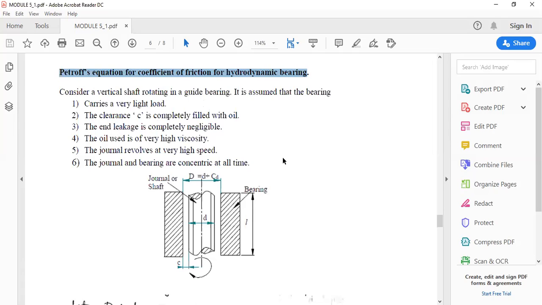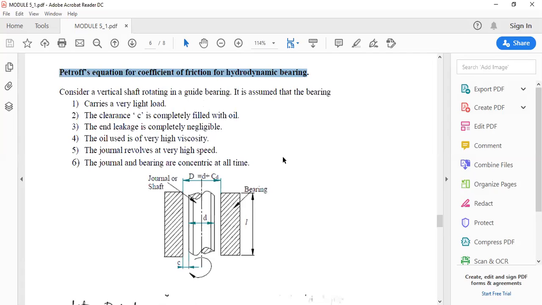So according to Petrov's theory, or a statement of Petrov's theory, the bearing is loaded with a very light load, having high viscosity, and the journal is rotating with a very high speed, and the bearing and the journal both are concentric.